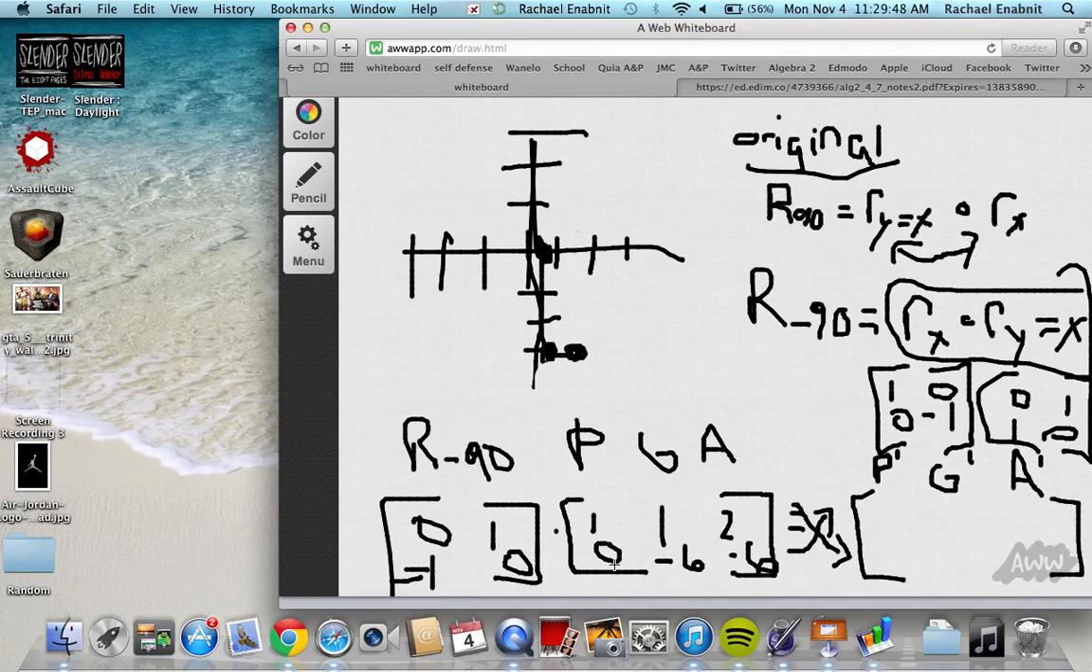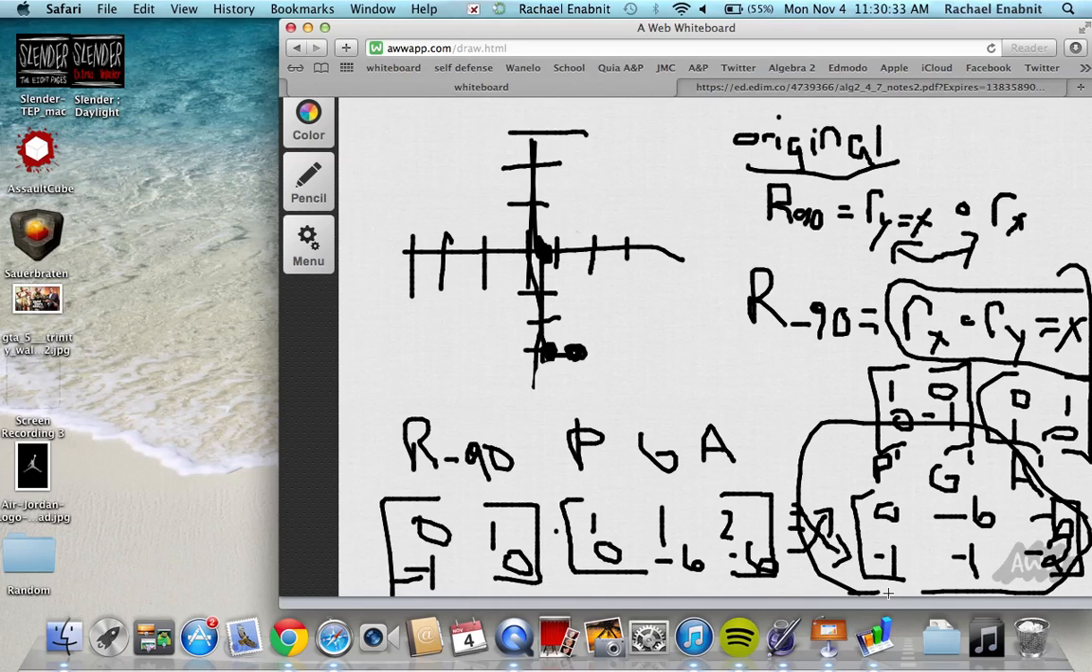First we would do 0 times 1, 0, negative 6 times 1, negative 6, and negative 6 times 1 is negative 6. So that's the top. And then for the bottom, 1 times negative 1 is negative 1. 1 times negative 1 again, negative 1. And negative 1 times 2 is negative 2. Okay, so there is our new point.